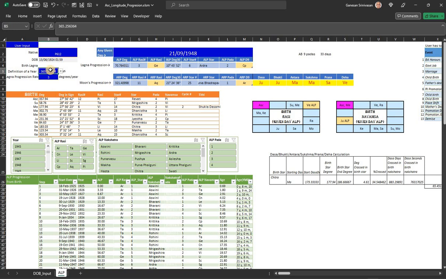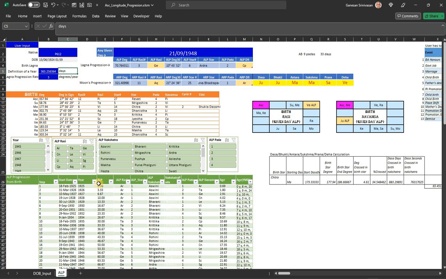And you need to define what a year is here. Some people use 360 days, 365 days, 365.25. So you can put in these numbers, or if you want, you can choose and put in your own number. I use 365.25 days per year. So accordingly it is progressed.